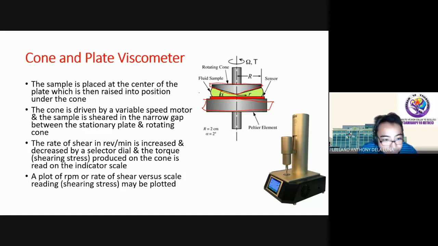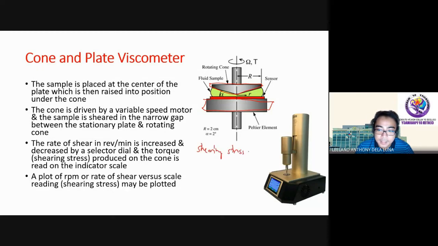Okay, the rate of shear in revolutions per minute is increased and decreased by a selector dial, and the torque, the shearing stress, produced on the cone is read on the indicator scale. So a plot of RPM, revolutions per minute, or rate of shear versus scale reading, shearing stress, may be plotted. Okay? Now, class, ulitin ko lang para mas klaro tayo. Yung torque, the force required to cause the fluid to flow, is what we call the shearing stress. Okay?